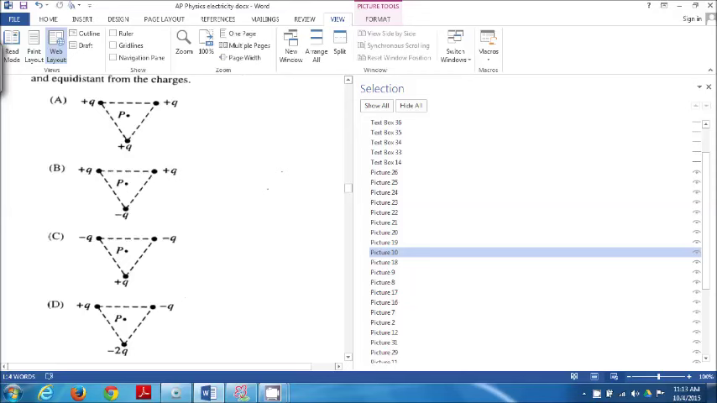So in this case, these two charges will repel, so the resultant of this will be in this direction, and this attracts it, so the net force will be towards minus Q. So the electric field, which is the direction of the positive charge, is here towards this charge. So the answer is B.